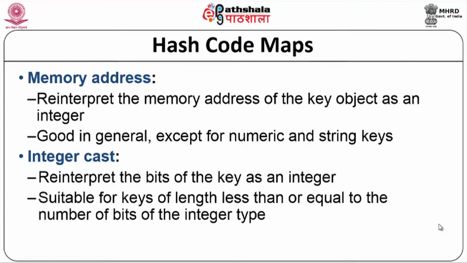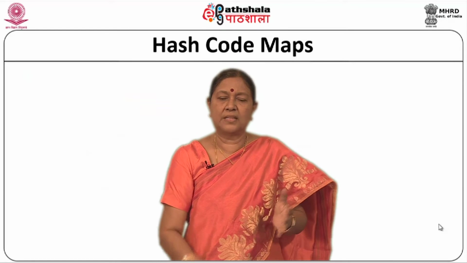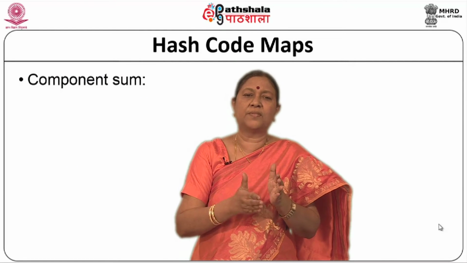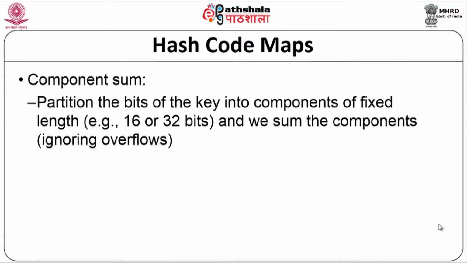Remember, the first hash code map takes the key and maps it to integers, and how you do this mapping is what we are talking about now. Reinterpreting the memory address of the key as an integer would give you an integer, or you can take the bits of the key as an integer, but the problem is that the size should be equal to the number of bits used to represent the integer. That is called integer cast. Then there is the component sum: you can partition the bits of the key into components of fixed length, say 16 or 32, and sum the components, ignoring the overflow.